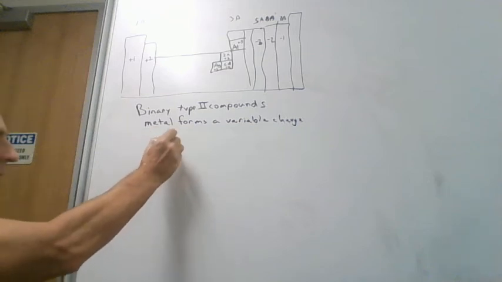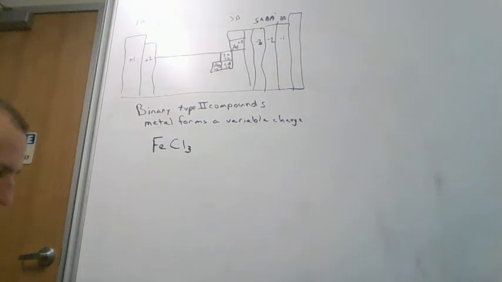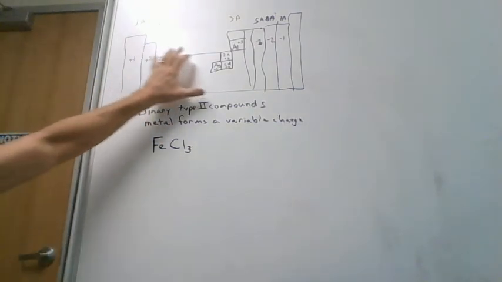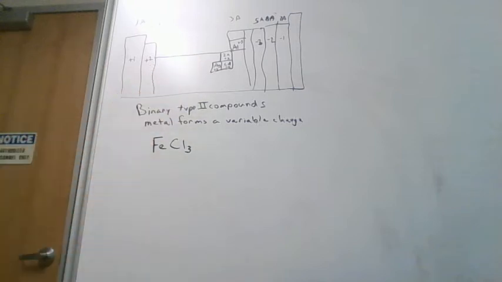So if we have FeCl3, and we find iron on our periodic table. Iron's over here in the metal group. It's up here, right? And so iron forms a variable charge, and so it qualifies as a type 2 compound. It's connected to a non-metal, chlorine, which is a halogen, so it has a -1 charge, right?